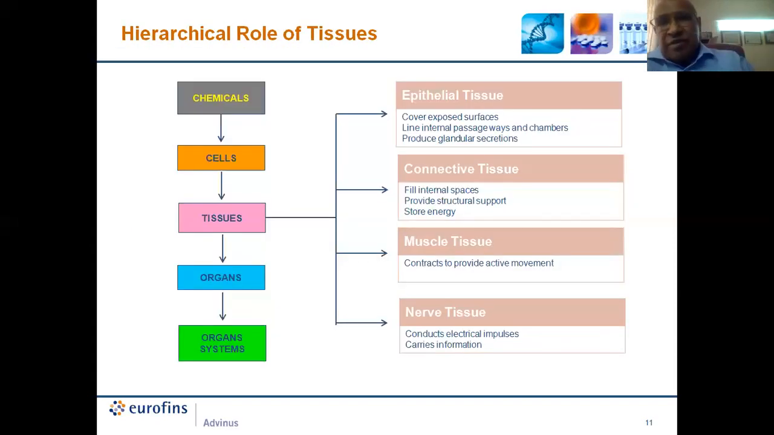So chemicals are first exposed to your cell. Every tissue has cells, and once those cells are damaged, then the tissue will be damaged. As more tissue in an organ is damaged, organ damage happens. And finally, when multiple organs in a system fail, then the organ system fails. That's how the system works. Next slide, please.